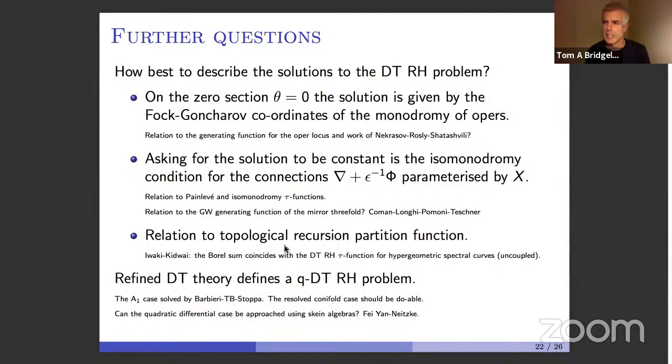But it will be really interesting to understand this class of examples relating to quadratic differentials in this refined setting. And that would presumably use this realization using skein algebras of Fei-Yan and Andy Knightsky. Okay, so there's just some connections with other people's work.